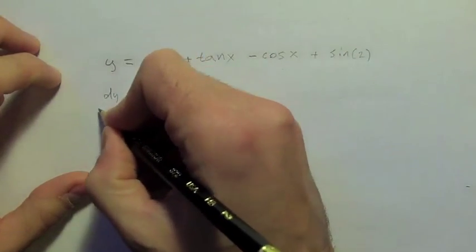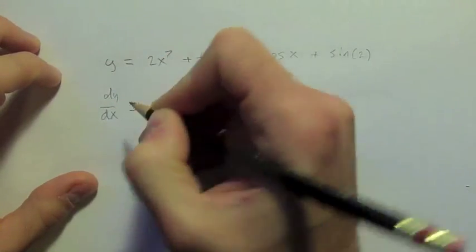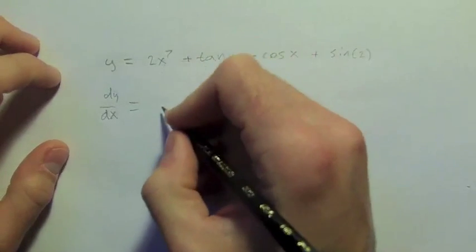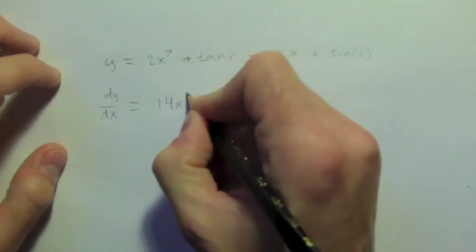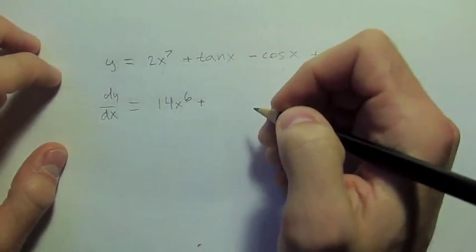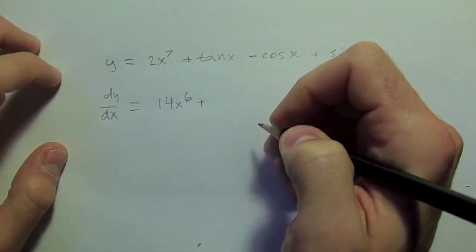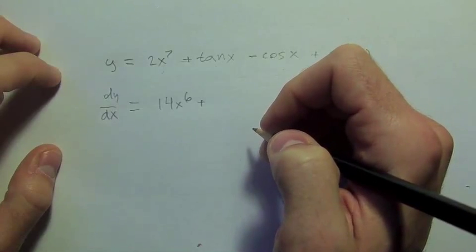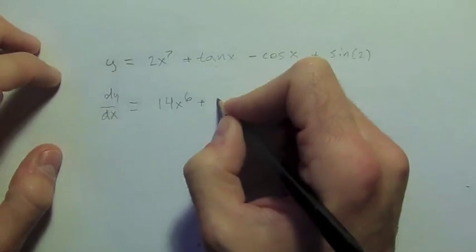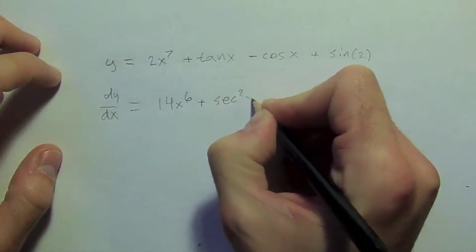So we'll take dy/dx. For 2x to the 7th, hopefully by now you know that's 14x to the 6th. Plus, what's the derivative of tangent? Go ahead and tell me what it would be. Of course, I can't hear you, but that's right. It's going to be secant squared x.